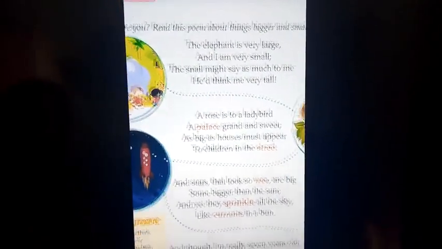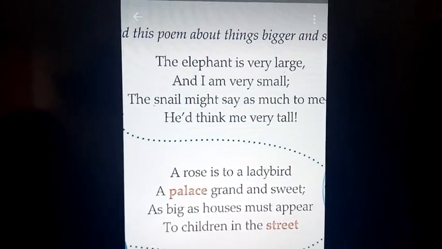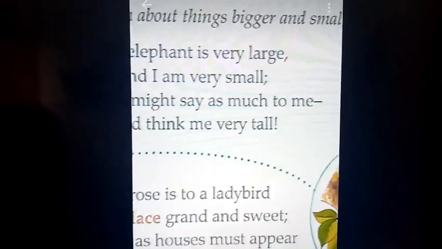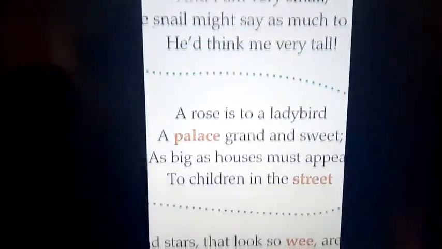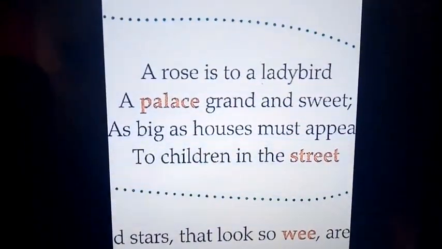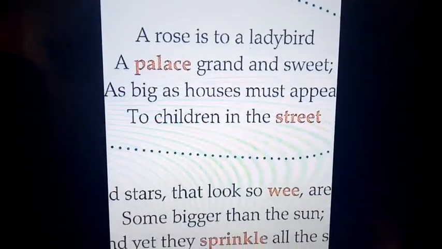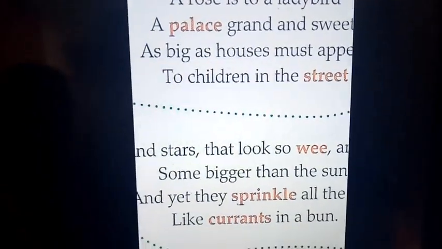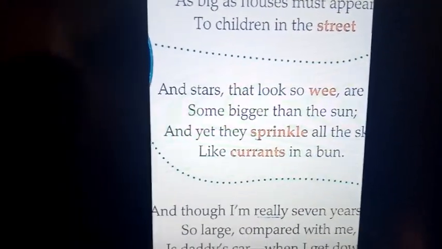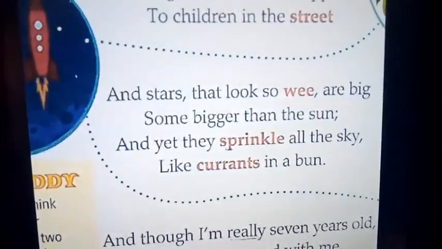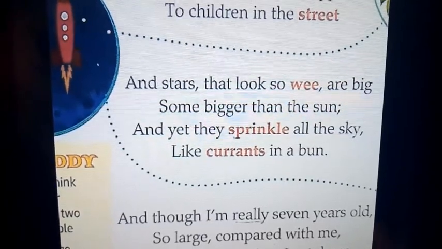Now see, in the first stanza it is given, the elephant is very large and I am very small. The snail might say as much to me. He would think me very tall. The next stanza says, a rose is to a ladybird a palace grand and sweet, as big as houses must appear to children in the street. Coming to the third stanza. Are you all reading with me? If not, please do that. And stars that look so wee are big, some bigger than the sun, yet they sprinkle all the sky like currants in a bun.